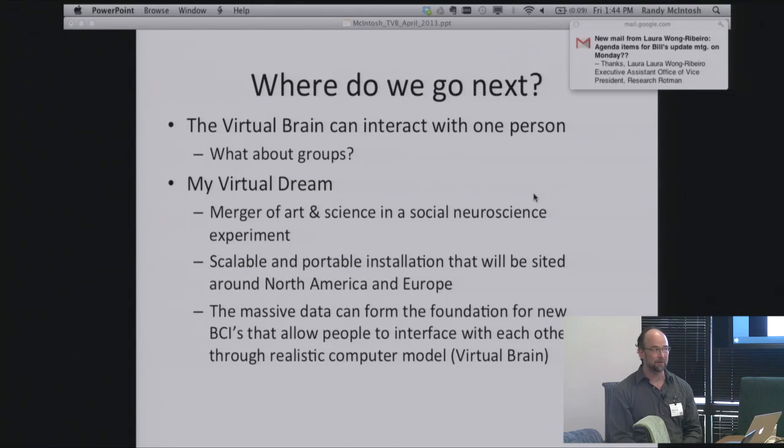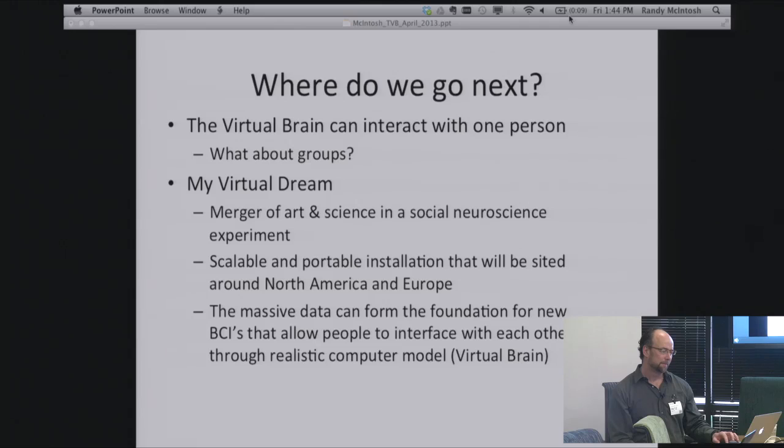Nuit Blanche is 12 hours long. We're measuring probably about 480 people in an evening that will come through this display, in various degrees of intoxication probably, but that's part of doing these naturalistic experiments, of course. And besides that, it's actually kind of fun.